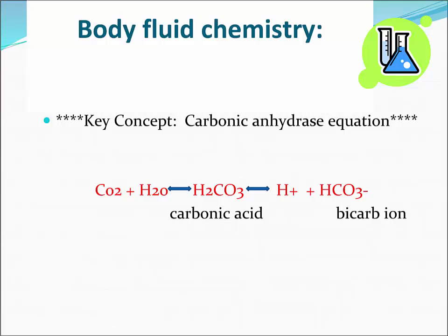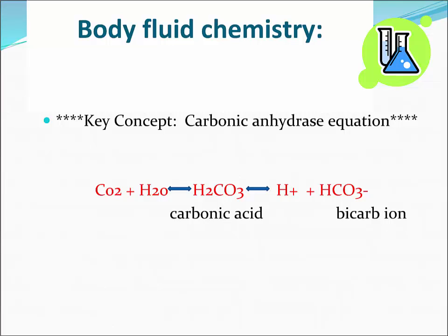When it comes to maintaining the pH in the normal zone, a key concept to understand is the carbonic anhydrase equation. Basically, this demonstrates that when carbon dioxide and water are combined, it forms carbonic acid. However, as soon as the carbonic acid is formed, it immediately separates into free hydrogen ions and bicarbonate ions, or bicarb ions. So this equation can go in either direction.